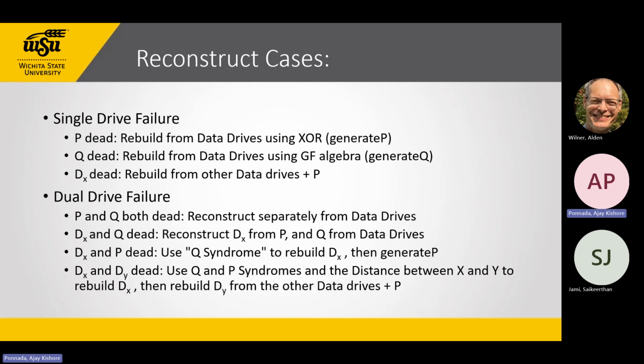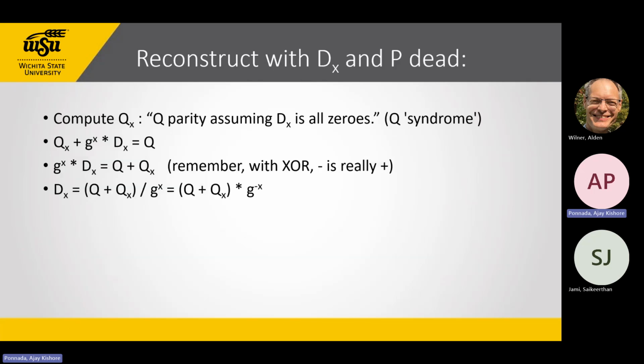And if two data drives are dead: P was alive and Q was alive, but two data drives were dead in the RAID. We use the Q and P syndromes and the distance between X and Y to rebuild DX, then rebuild DY from the other data drives plus P. So we'll just use the distances to get our DX and DY back. That was built from the equations which we are going to show. If you want to see the math behind the equations, you can go through the paper that was in the link.